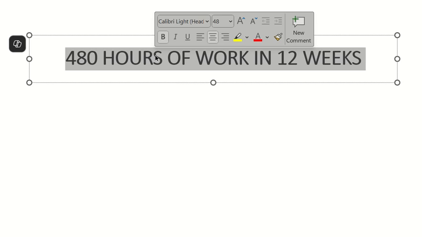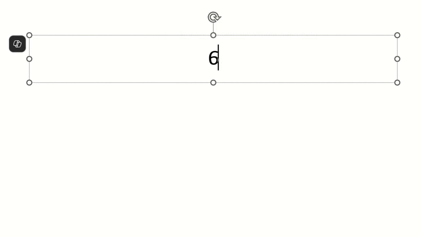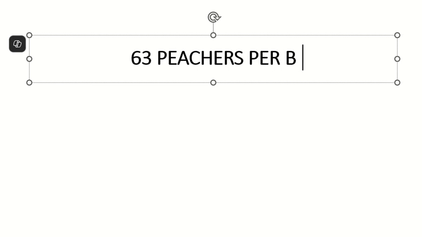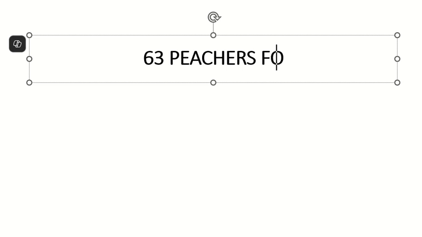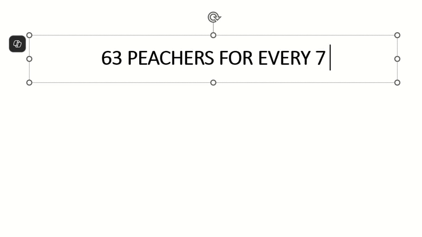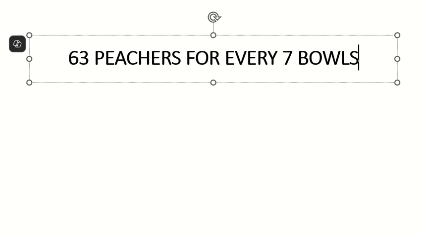All right, so now I'm going to go ahead and type up another scenario, if I could. Let's do peaches. Peaches are one of my favorite fruits. Let's do 63 peaches per bowl. Not per bowl, but per... How about 63 peaches for every 7 bowls? Okay. So right now we have a bunch of bowls and we have a bunch of peaches. I want to know how many peaches to put in just one bowl.